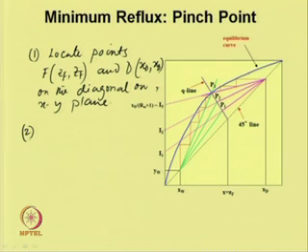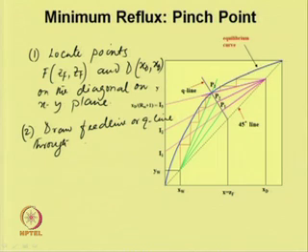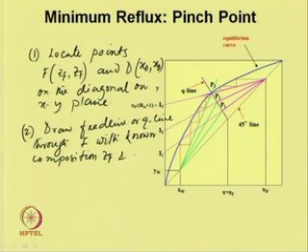Secondly, we have to draw the feed line or Q line through point F with known composition ZF and quantity Q, and then locate the point P3.